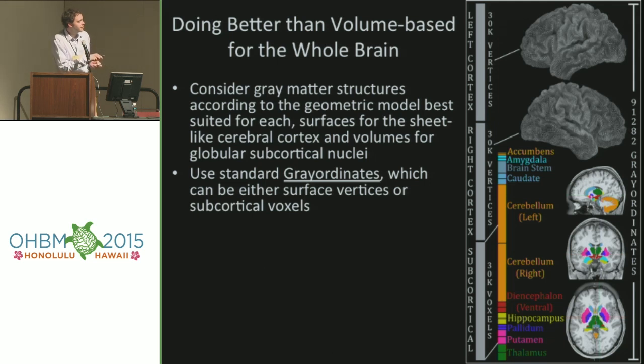So here's a schematic of the grayordinate space. A grayordinate basically refers to a coordinate that can be either a surface vertex. Here we have 30,000 surface vertices for the left hemisphere, 30,000 surface vertices for the right hemisphere, or subcortical voxels, and we've got 10 subcortical structures here that come from FreeSurfer. So we end up with a total of 90,000 grayordinates when we've got our data sampled at a 2 millimeter spacing.